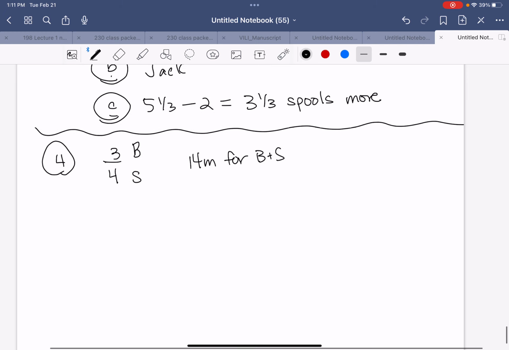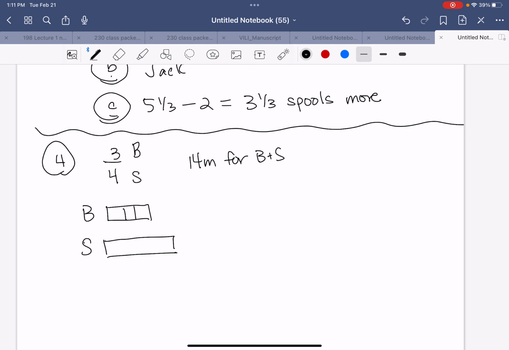Okay, so I'm going to set up my diagram. So bows and strips are my categories. Bows gets 3 according to the ratio. Strips gets 4. Together, because the 14 talks about both of them together, so both sets together is 7 boxes. And that's got to be the 14 meters. Now keep in mind, an equal sign goes between the two of them. Divide both sides by 7 to get 1 box is 2 meters.